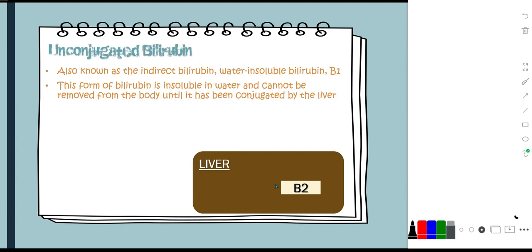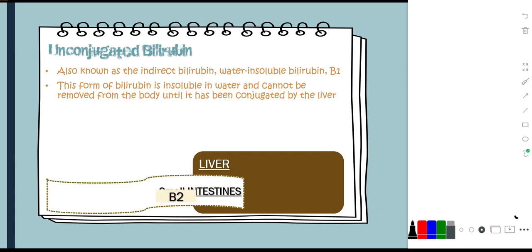So your B2 here will be secreted by the liver together with other substances such as bile salts, and they will be secreted as bile. This will be delivered towards the small intestine. So in the small intestines, we have of course the presence of our normal flora, and these normal flora will act upon your B2 to convert it to your urobilinogen.